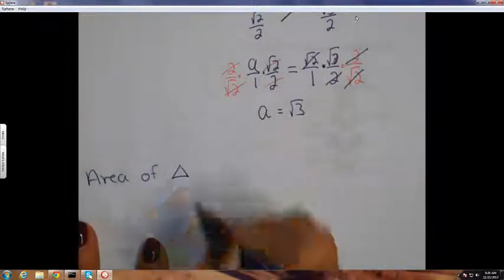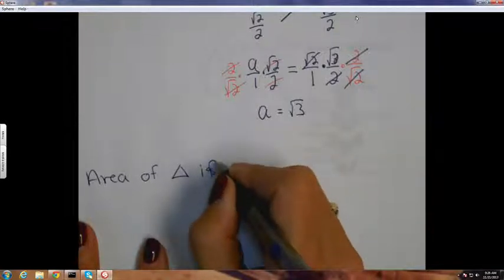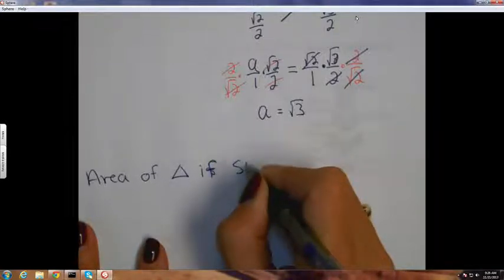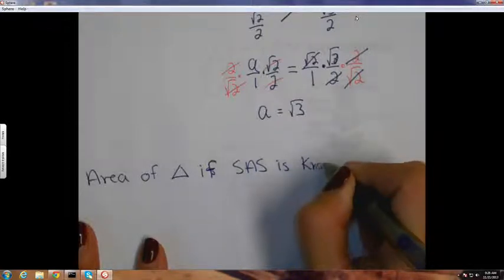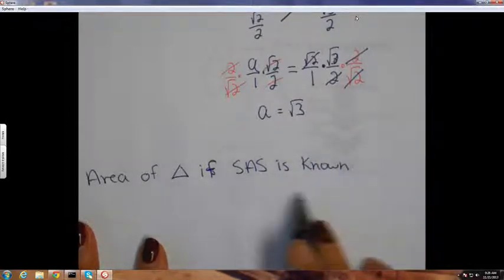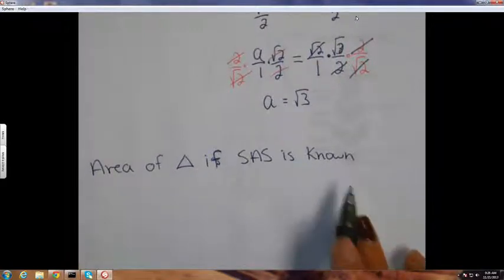Area of a triangle, if side angle side is known. And there's a great big development to this formula. This is one I don't think is valuable to take our time to actually go through. So I'm just going to give you the formula.